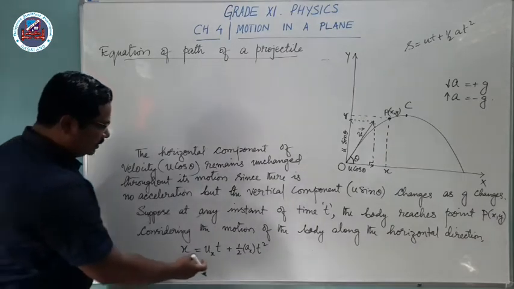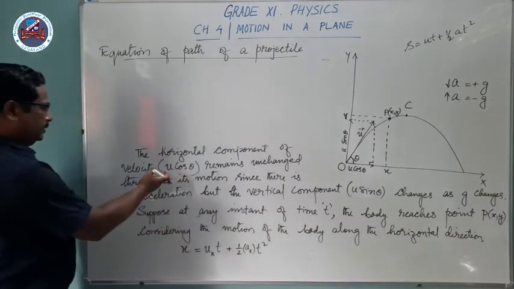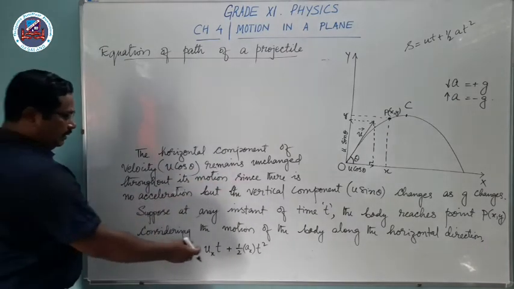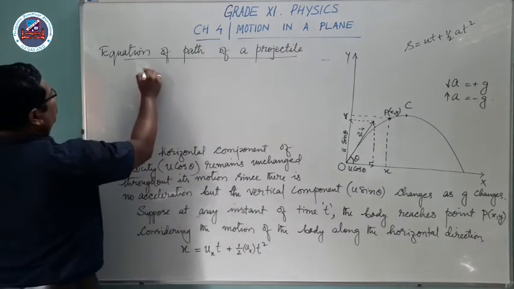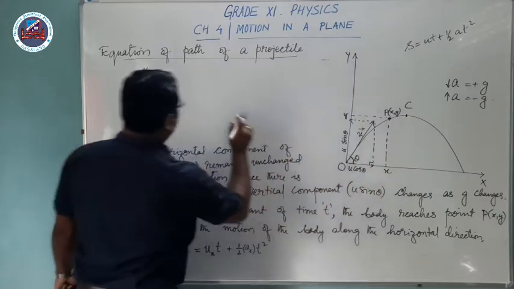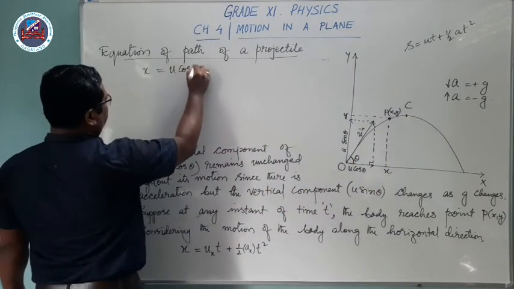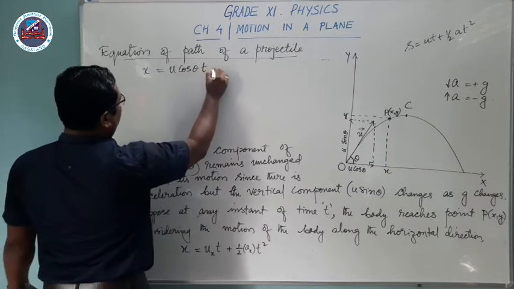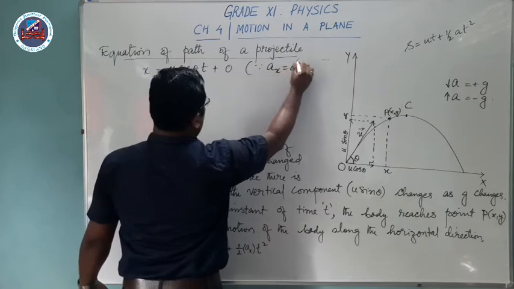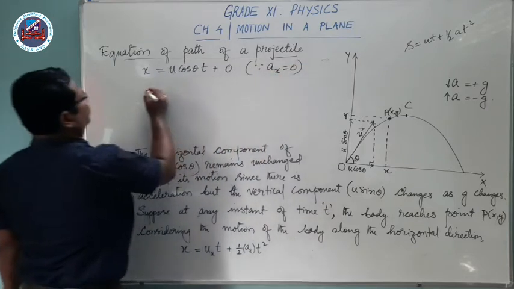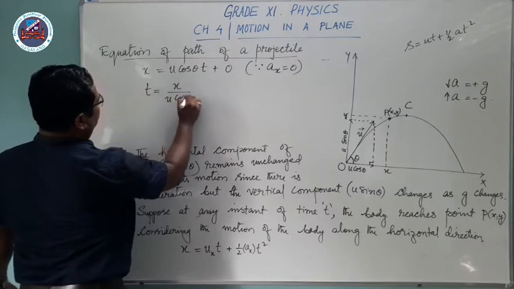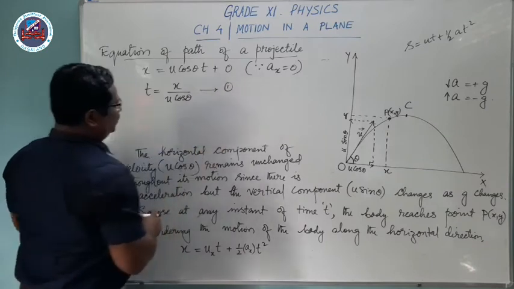But as there is no acceleration along the x-axis, u cos theta will remain unchanged throughout the motion, since there is no acceleration. ax is equal to 0. So x is equal to ux, the velocity along the x-axis, which is u cos theta, into t plus this will become 0 since acceleration along the x-axis is equal to 0. So from here what you can get is t is equal to x divided by u cos theta. Let us mark this as equation number 1.